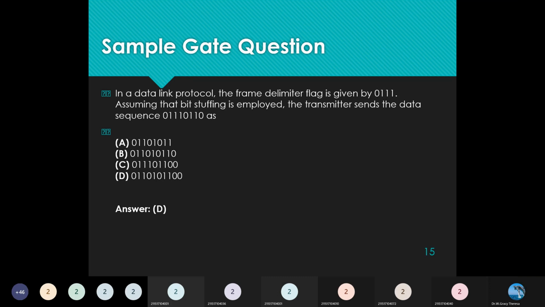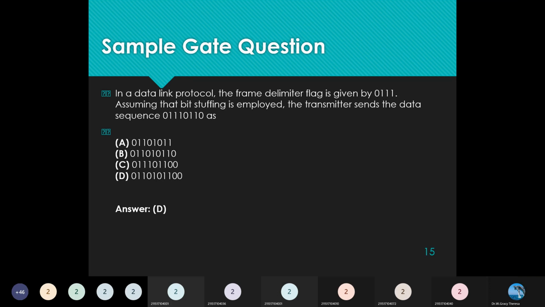So here, again, assuming that the bit stream is employed, the transmitter sends the data sequence as 0, 111, 111, 0. What is the output of this particular data? Here we are asking for the output. The transmitter sends this particular data, and what is the output? From this, we know that the delimiter is 111, so we have to insert 0 after 11.